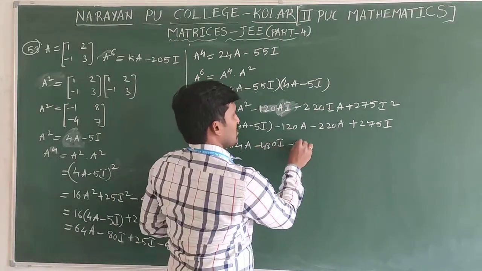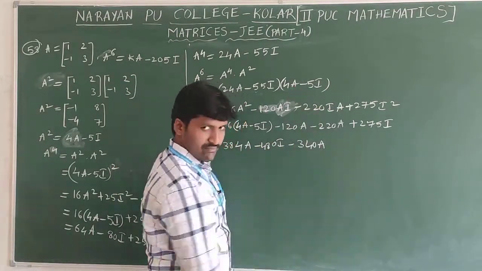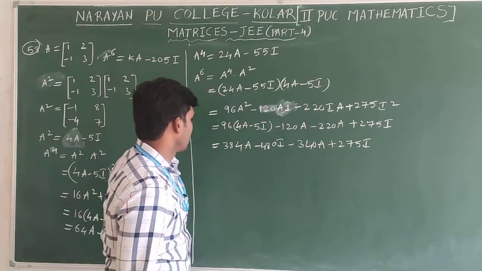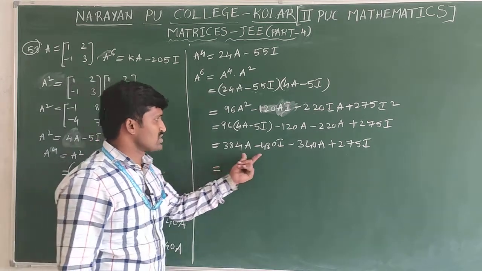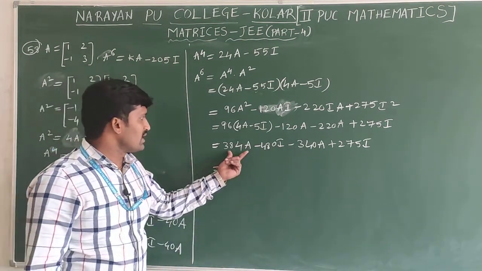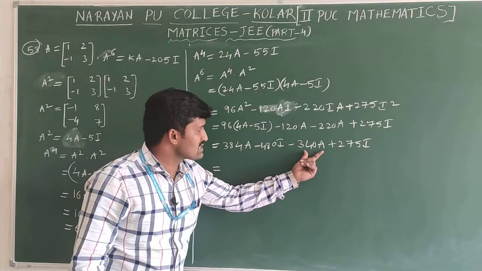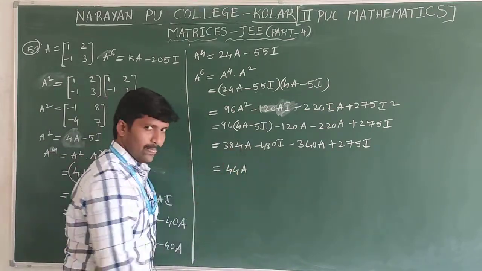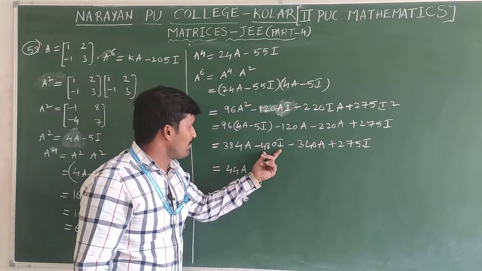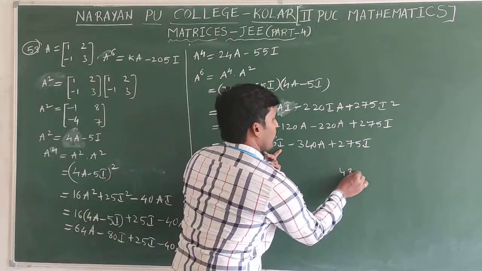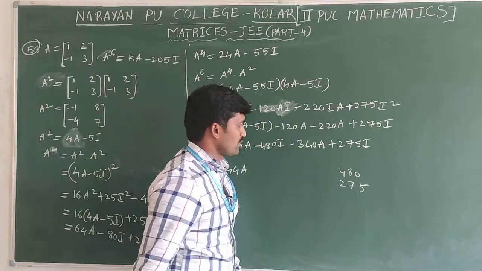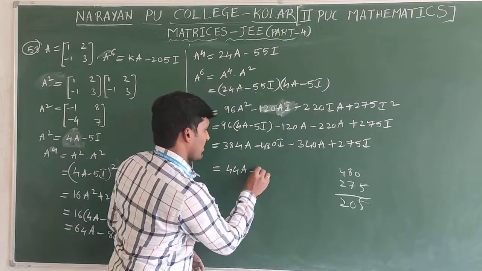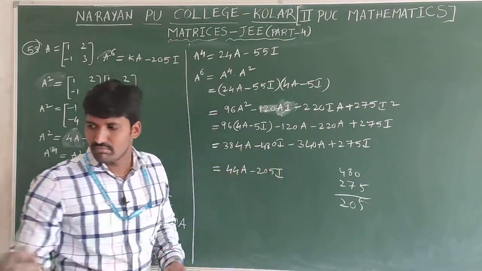This is how much you'll get? 340A plus 275I. Now subtract these two, how much will you get? 384A minus 340A, how much will you get? 44A. Next minus 480I and 275I, remove, how much will you get? 205 clearly. That's why it is minus 205I.